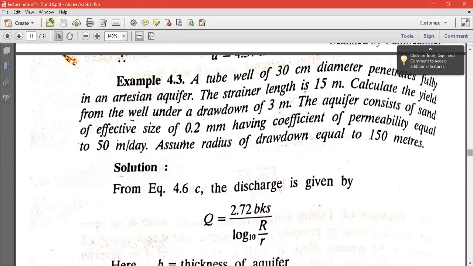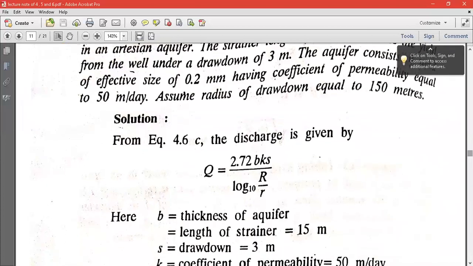So what we have to find out? We have to find out the discharge Q vis-a-vis yield of the well. And this well is an example in the artesian aquifer. So let us solve the problem. We know Q equal to 2.72 BKS by log 10 R by r. That we have seen in our theory portion of the Dupuit's portion, in the deduction portion. Because the standard length is constant, we have to consider the formula where S is there.